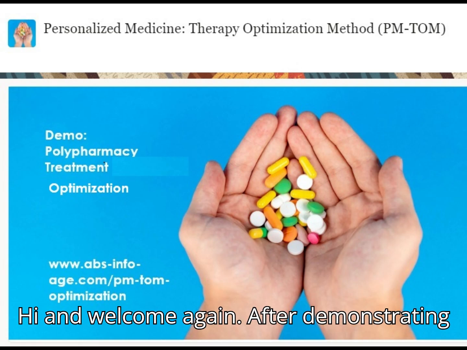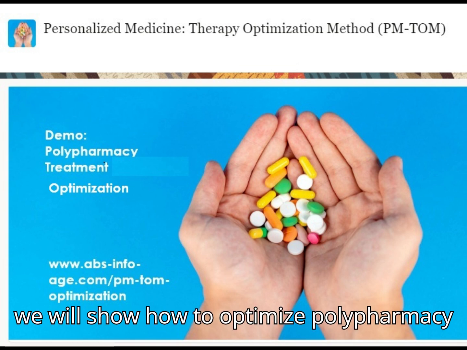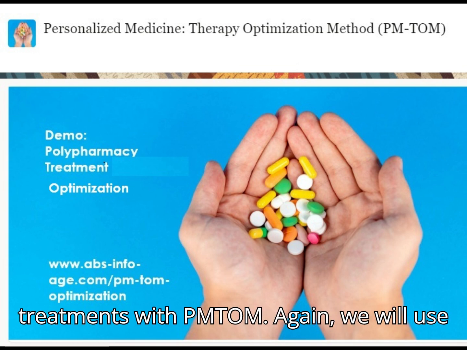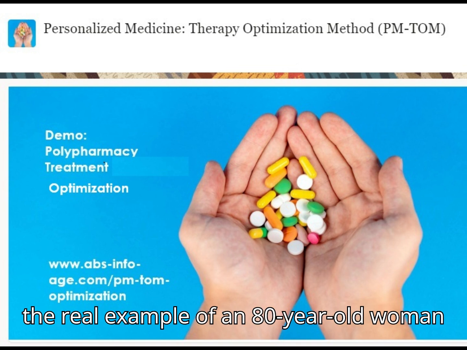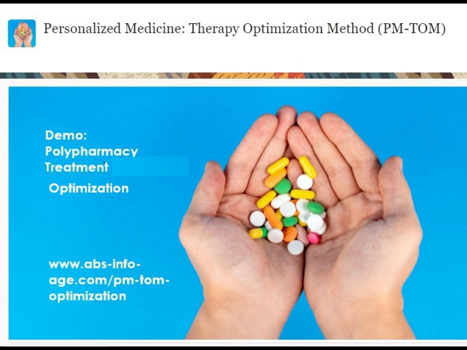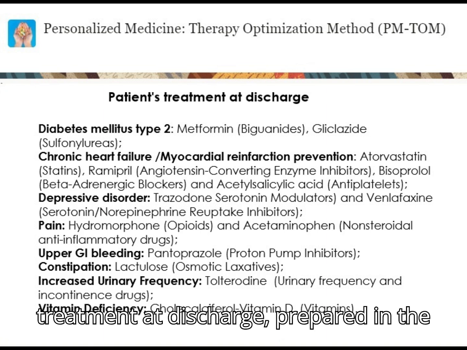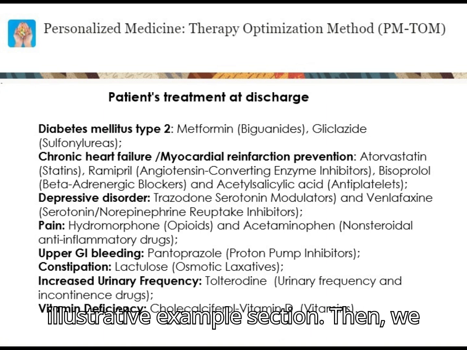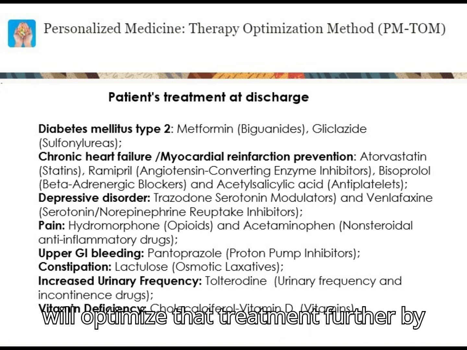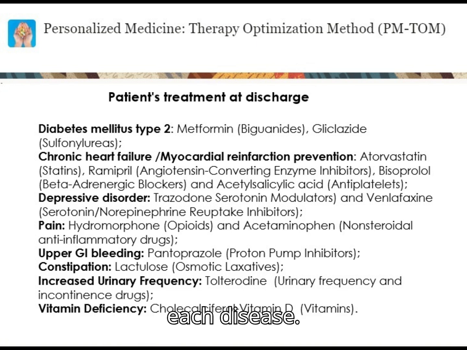Hi and welcome again. After demonstrating basic PM-TOM features in the first video, we will show how to optimize polypharmacy treatments with PM-TOM. Again, we will use the real example of an 80-year-old woman admitted to a deprescribing facility. First, we will enter the patient's treatment at discharge, prepared in the illustrative example section. Then, we will optimize that treatment further by considering alternative medications for each disease.